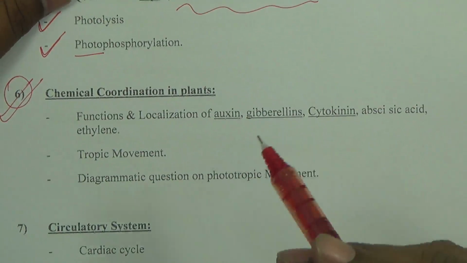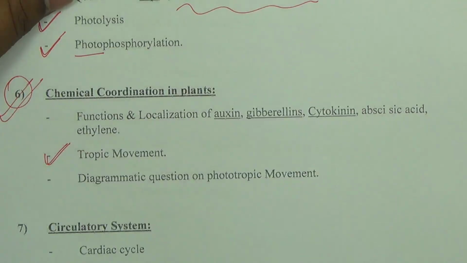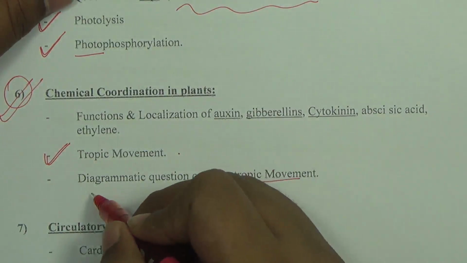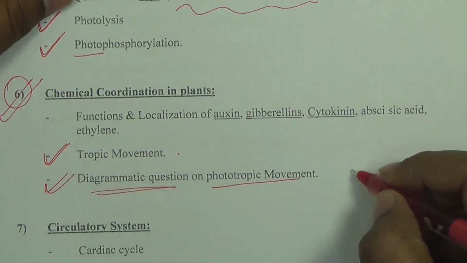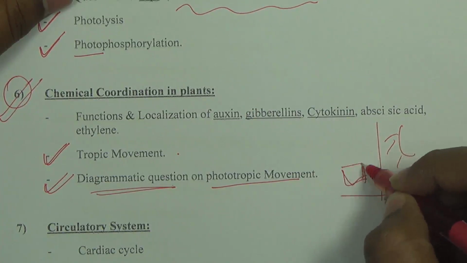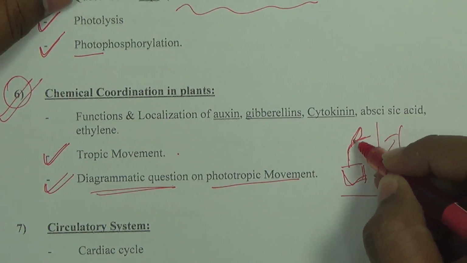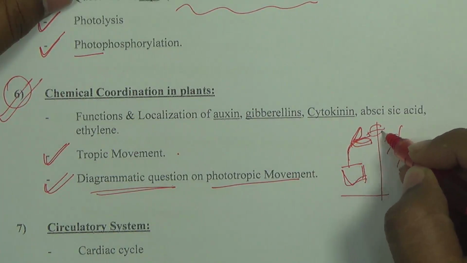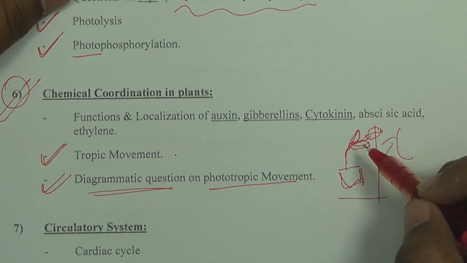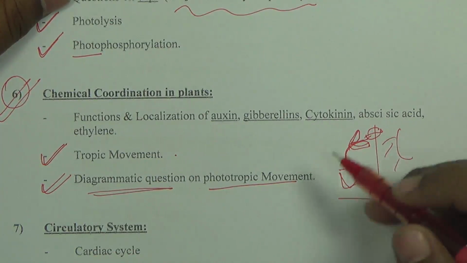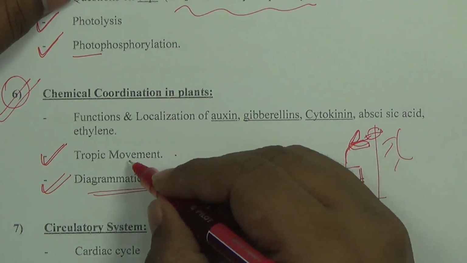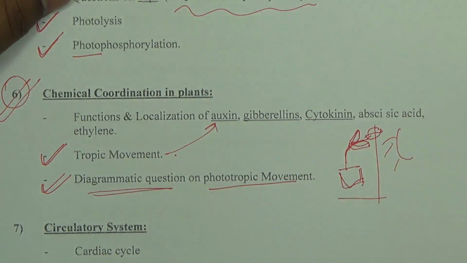Right? Next we have tropic movement, which is very very important. Tropic movement is important, and within tropic movement, phototropic movement has this particular diagrammatic question in which there is sunlight, there's a window, you have a potted plant here, and the plant is growing towards the sun. So the shoot is definitely showing positive phototropic movement. They might give you this diagram, and they might ask you 5 small questions from here. And we know that for tropic movement, auxin is very very necessary.